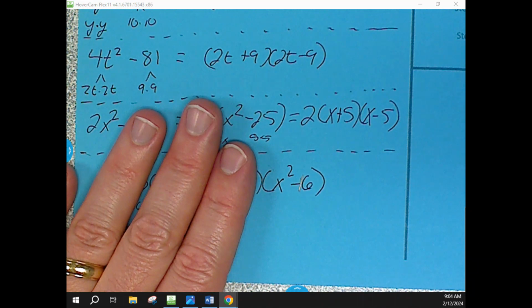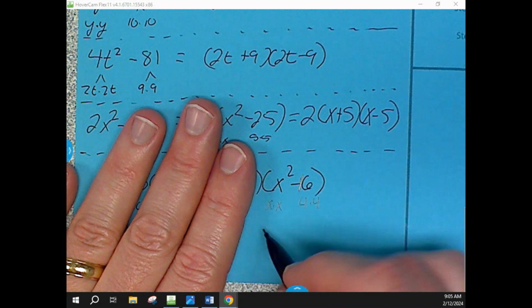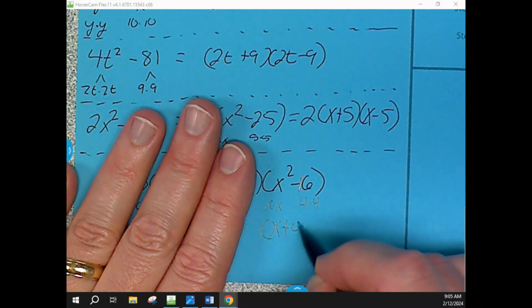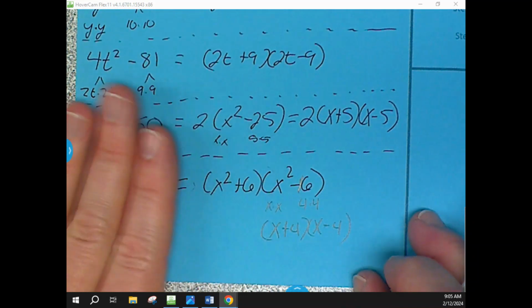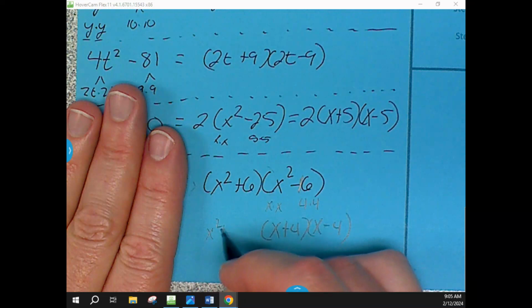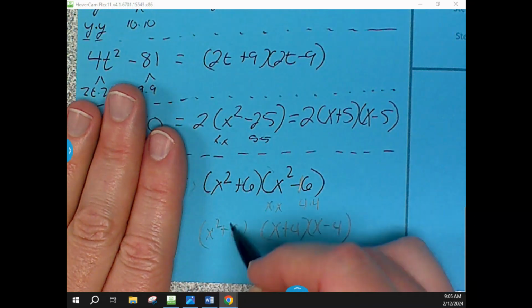If that had been 16, now you've got that this is x times x. This would have been 4 times 4. Then you could have gone one more step and made that x plus 4 and x minus 4, along with the x squared plus 6 that would have been there. Or technically that would have been 16 if that would have been a perfect case there.